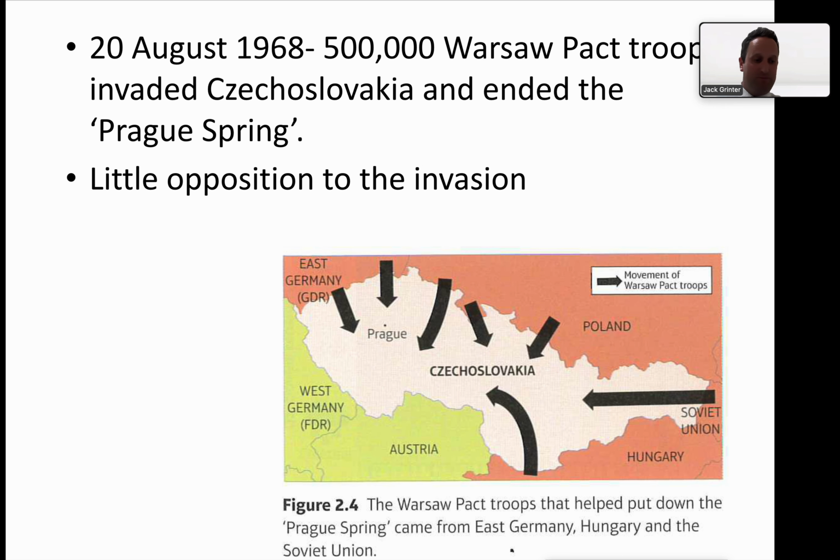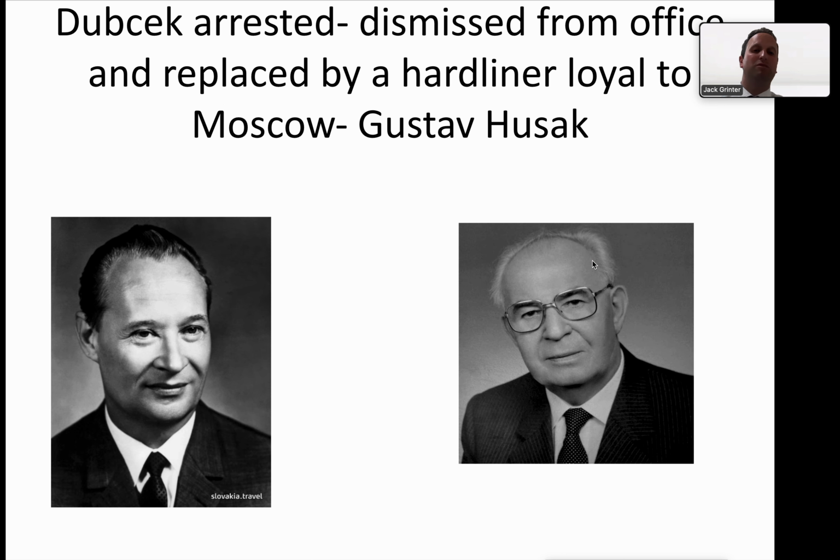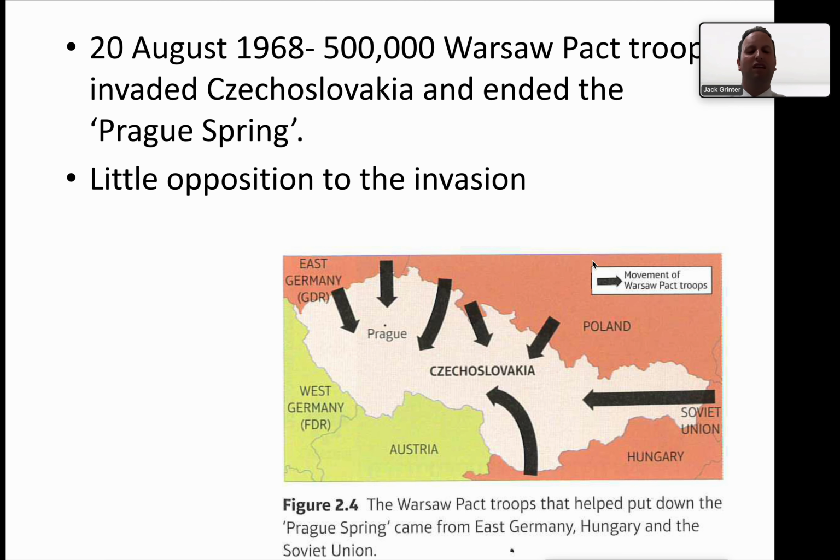So what does he do? Like in Hungary, there's the invasion. 500,000 Warsaw Pact troops invade Czechoslovakia. The Prague Spring is ended. You can see here the invasion took place from the bordering Warsaw Pact states and the Soviet Union as well. There was little opposition to the invasion, so that's one difference between Hungary and Czechoslovakia. In Czechoslovakia, they didn't announce they were leaving the Warsaw Pact like they did in Hungary. In Hungary, it's a lot more violent. A lot more people die. There isn't much opposition in Czechoslovakia.